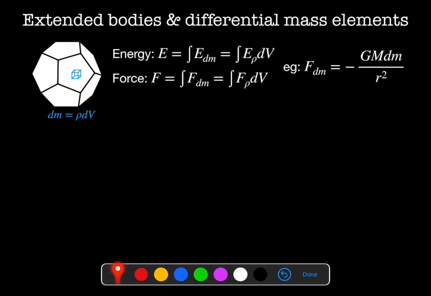An example of this would be looking at gravitational force. Here, the gravitational force on a differential mass element dm would be equal to big G times the mass of the big object times dm divided by the separation squared.